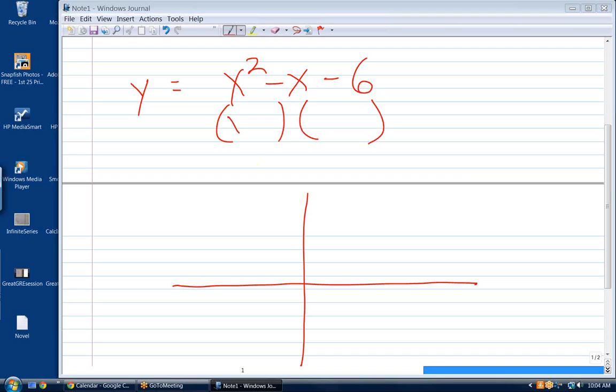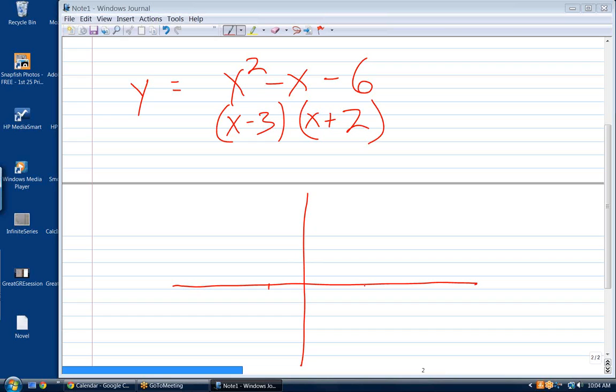x minus 3, x plus 2. Therefore, the zeros of this quadratic are where? 3 and negative 2. So, is it pointing upwards or downwards? The graph's pointing up. Okay.